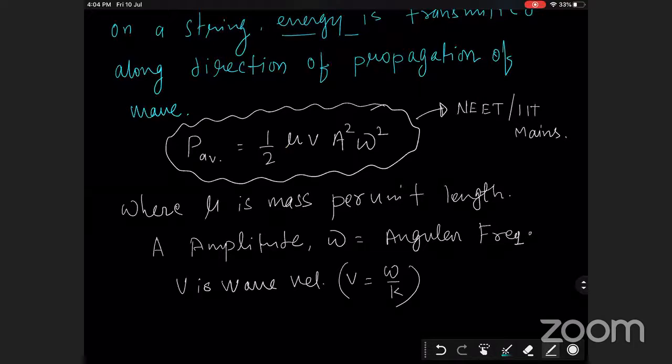Now what is intensity? Intensity is energy per unit area per unit time, meaning power upon area is called intensity. Okay, so let's see what formula we get for intensity.